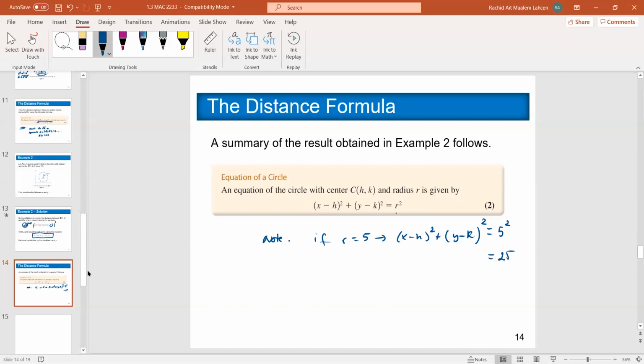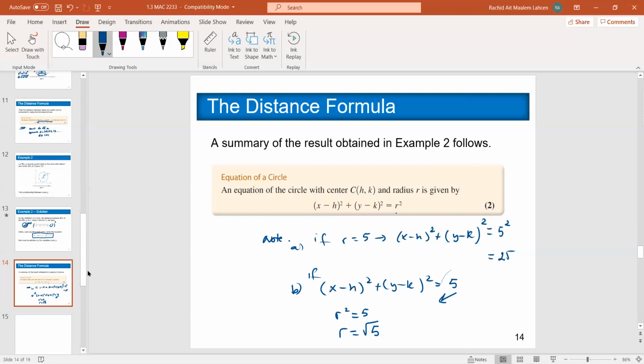So that was A. Let's look at B. If we have (x minus h) squared plus (y minus k) squared equal to 5, not squared, what does that mean? This is not r, this is r squared. So r is the square root of 5. That's what you need to watch for when it comes to this formula.